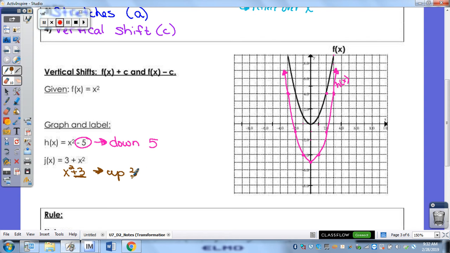So now we're not going to move the one that we just drew. We're going to move the original one, that x squared one. So now I'm going to take my vertex, I'm going to go up 3. I'm going to take this point next to it, I'm going to go up 3. Up 3. And then up 3. There we go. We got j of x there.